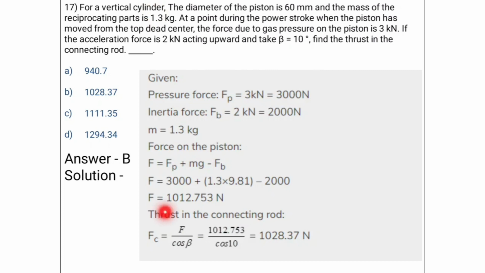Then you can easily calculate thrust in the connecting rod, and you have the formula for thrust in the connecting rod. Fc is nothing but F divided by cos beta. Here angle beta is given as 10 degree, so you can use cos 10 and you will get the answer about 1028.37 Newton. That is nothing but option number B.